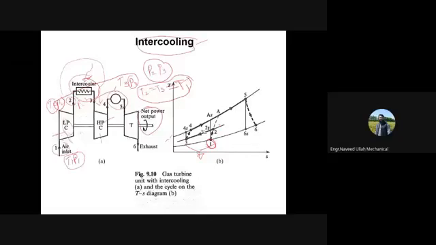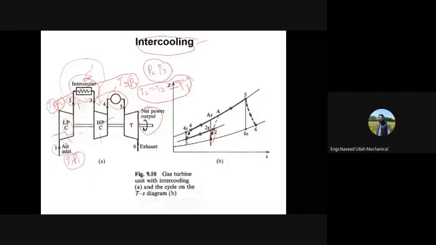Sir, today what we have is 4 to 5 is heat addition in the combustion chamber. 1 to 2 is this constant pressure cooling process in the intercooler. 3 to 4 is the compression process in the high pressure compressor, and 4 to 5 is heat addition in the combustion chamber, and 5 to 6 is the expansion process, and 6 to 1 is again the heat rejection process. Okay, so if you look here, this is actually the idea of intercooling.